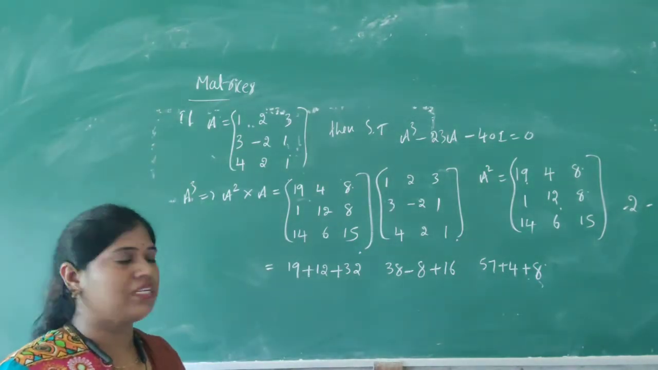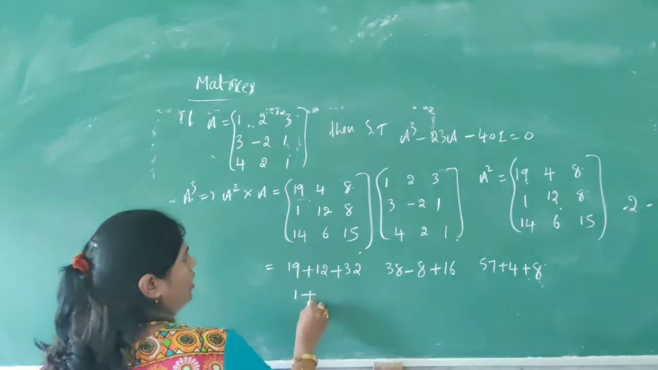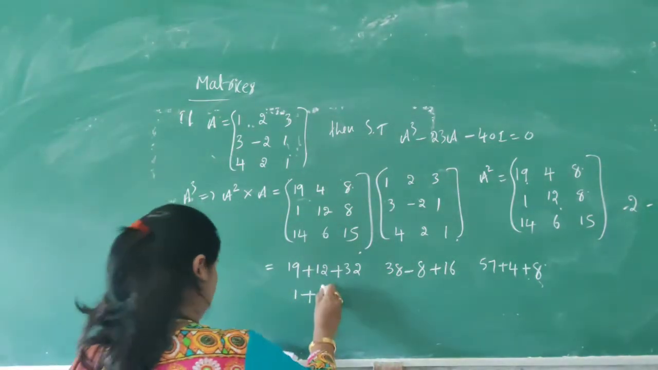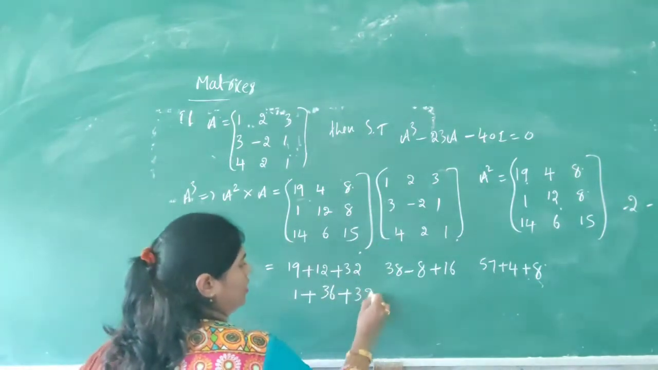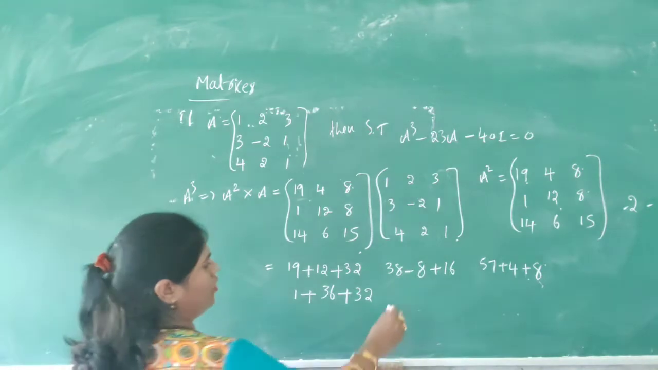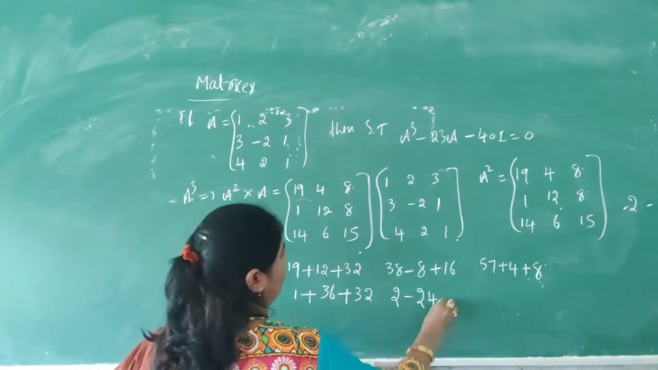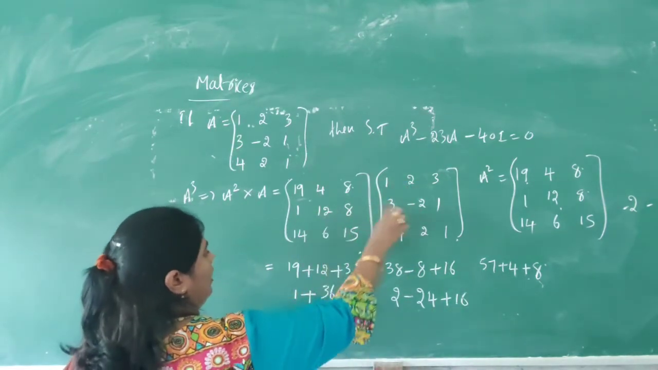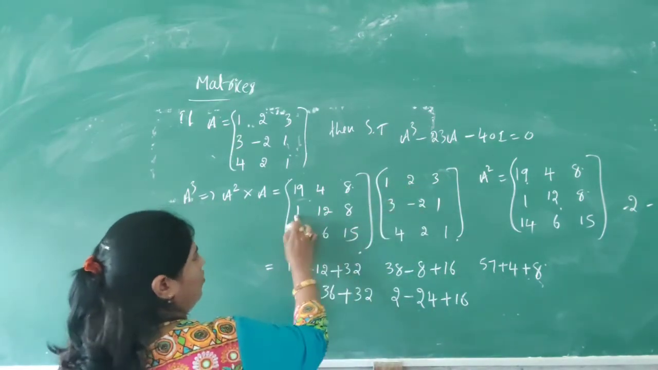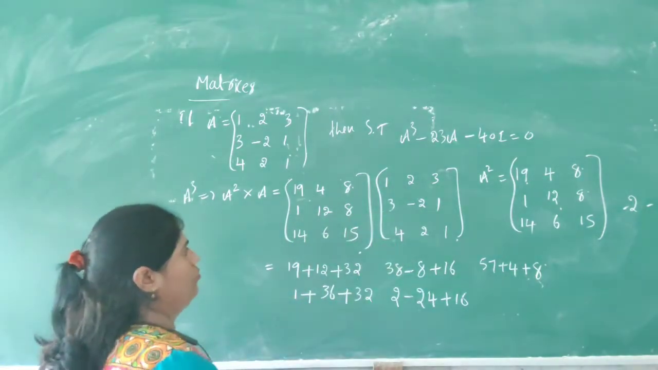Similarly, we have to go on. Second row, first column: 1 ones are 1, plus 12 threes are 36, plus 8 fours are 32. Next, 1 twos are 2, minus 24, plus 16. This one, 1 ones, 12 threes, 8 fours.